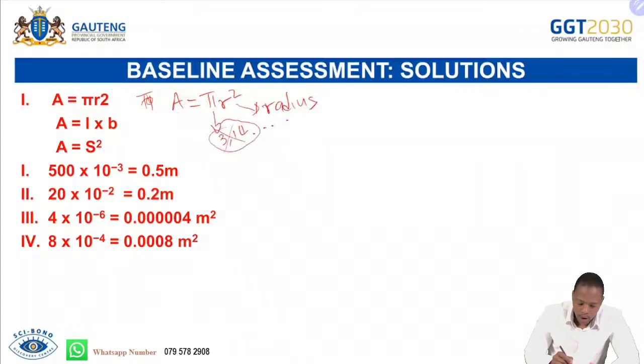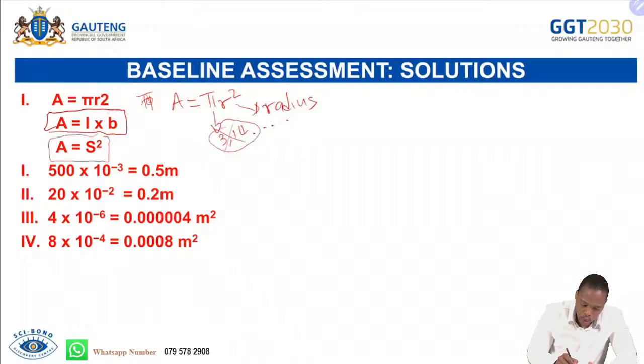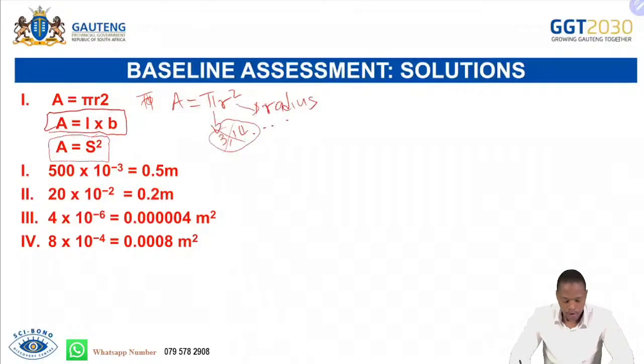Okay, the area of a rectangle is given by the formula area is equal to length times breadth. You look for the length and the breadth of your rectangle, multiply both of them, and you should get the area of a rectangle in square meters. And then the area of a square is equal to side squared. So you only need one side of a square to calculate its area. Area is equal to side squared.